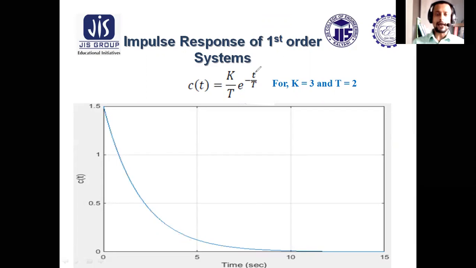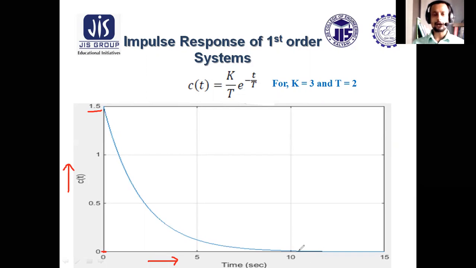Now, at t equals 0, e to the power 0 is 1. So K by T will be the magnitude of c(t). So at time t equals 0, this is the time axis and this is the magnitude axis, at this point of time, at 0 time, the output will be K by T. So K is 3, T is 2. So output is 1.5. Clear? Now, as time approaches infinity, after a long time, what will happen? When t tends to infinity, this c(t) will become 0.